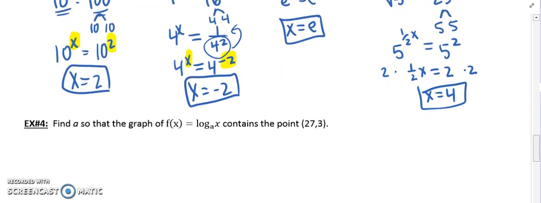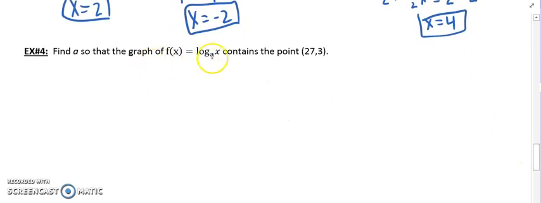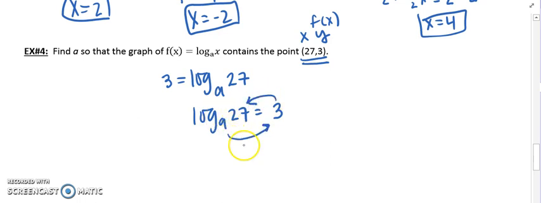I just got to bust through this next problem, and I should be good. Find a so that the graph of f of x equals log base a of x contains the point. So remember, what does a point tell you? It tells you x and it tells you y. And remember, we call y f of x. So when I substitute this in, we got 3 equals log base a of 27. And then you're probably like, what do I do? Well, you can't do anything with it. But let's rewrite this in a form that we are used to seeing. So let's rewrite it like this. Now do the circle. a to the 3 equals 27.